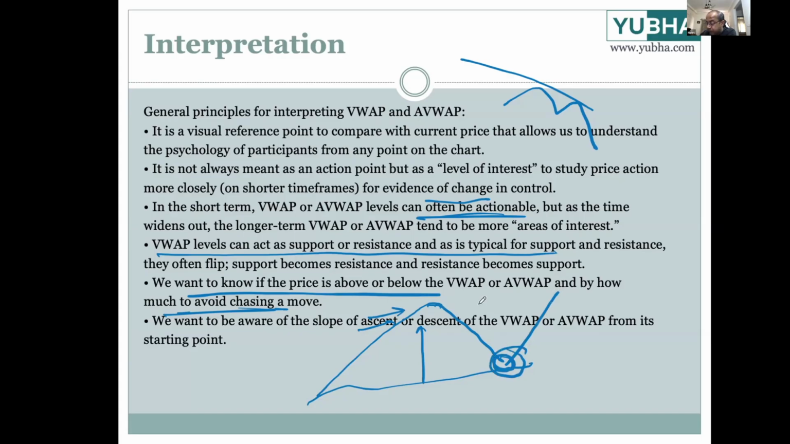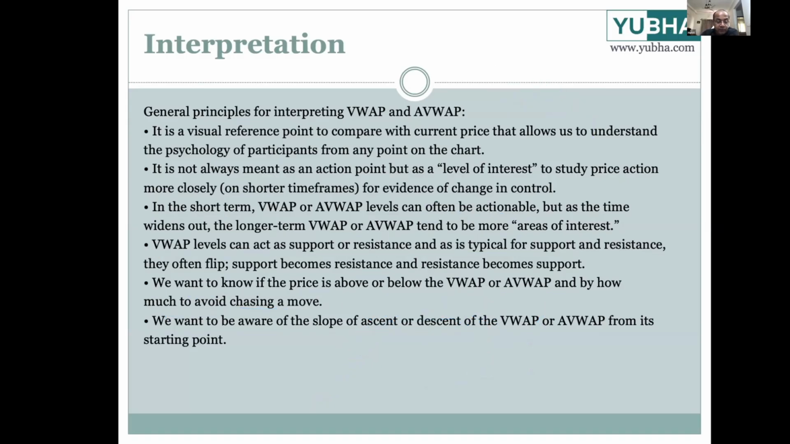So just be very careful that you don't take a long position when the prices are significantly above the VWAP, because there's a higher tendency for the prices to come down from here than to go up. And then we want to be aware of the slope of ascent or descent from the starting point. If it's going down, that means the sellers are in control. If it's going up, that means the buyers are in control.